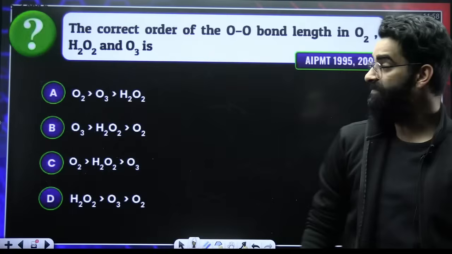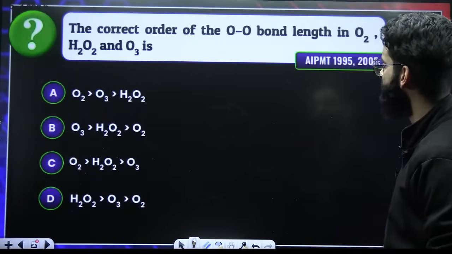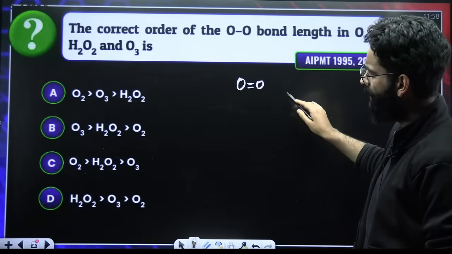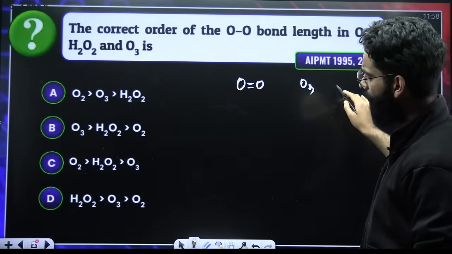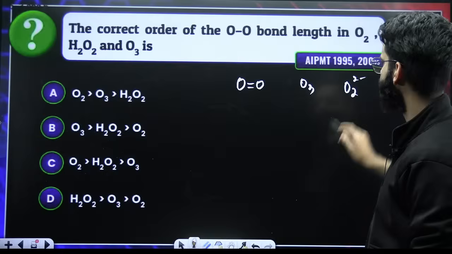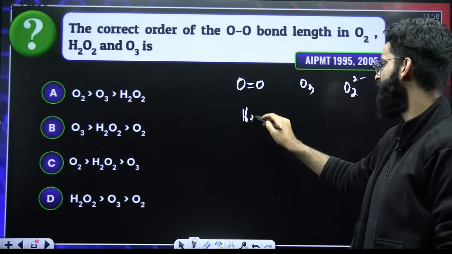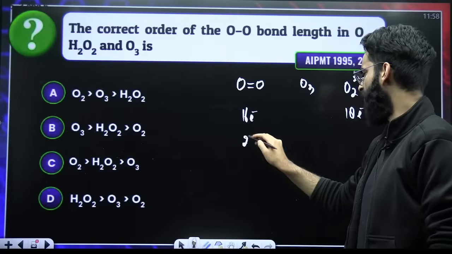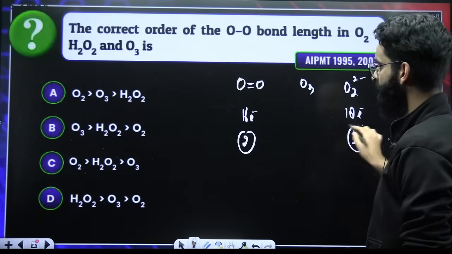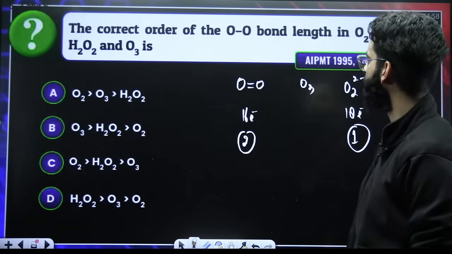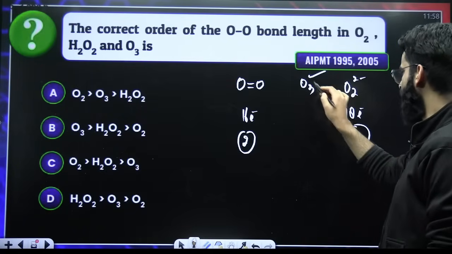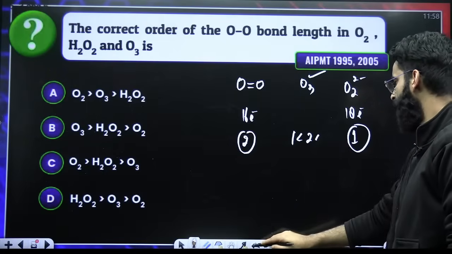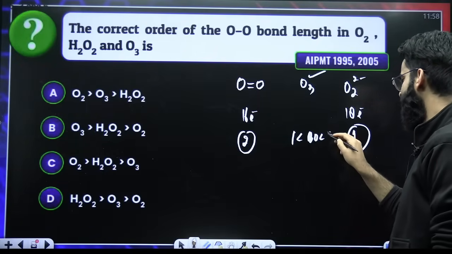This question has been asked 2 times. You are given 3 species: O2, then you have got O3, then you have got H2O2. H2O2 means O2 dinegative, right? O2 is a 16 electron species, this is an 18 electron species. For the 16 electron species, the bond order is 2; for the 18 electron species, the bond order is 1. In O3, there will be resonance, so the bond order lies between 1 and 2.